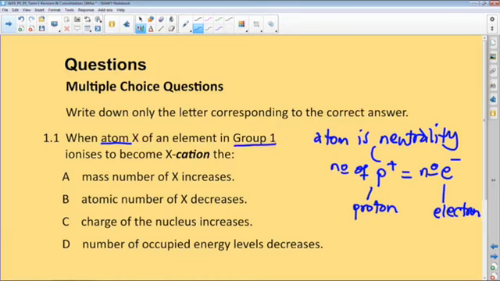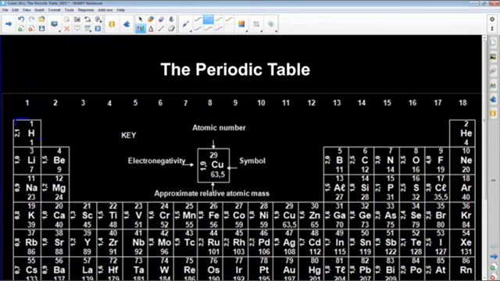If I may draw your attention to the periodic table. Okay, here is our periodic table, right? Now, element X is in group 1. It means it could be any of these elements in the first group. So what's common about these elements? They've got the same number of electrons at the highest energy level.